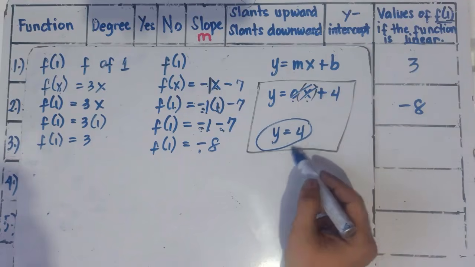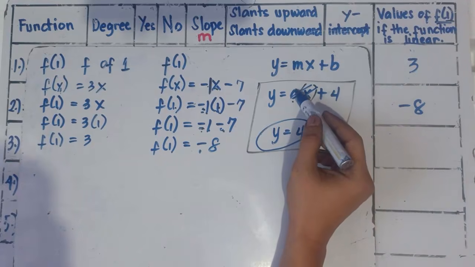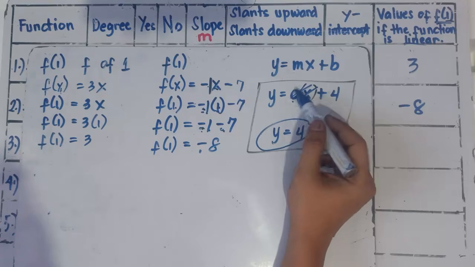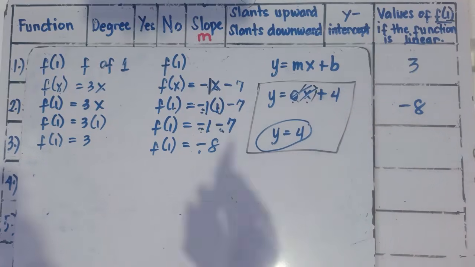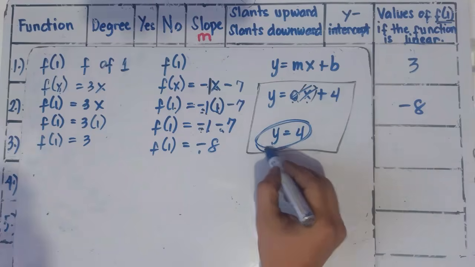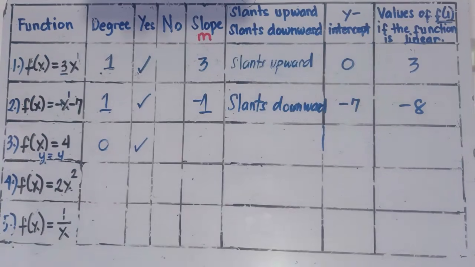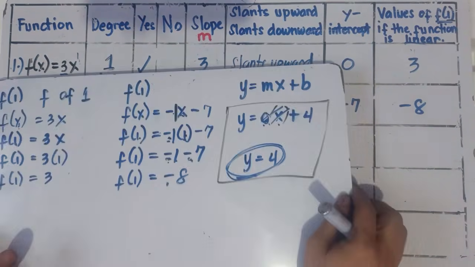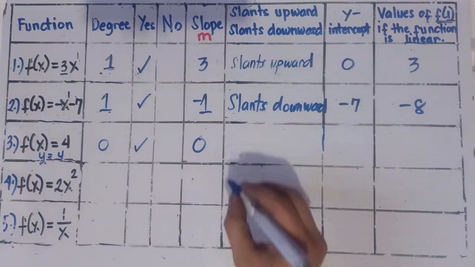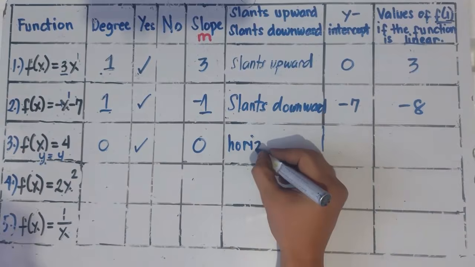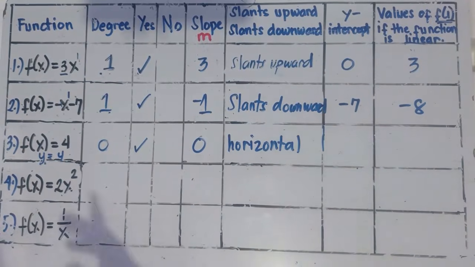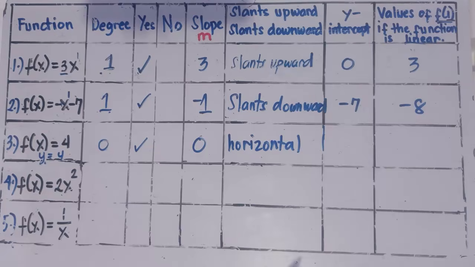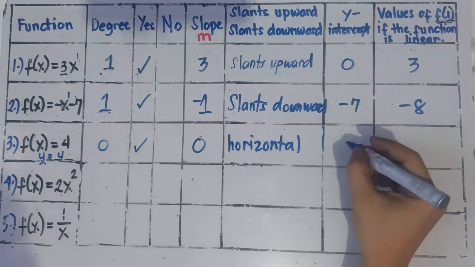So therefore, class, we can call this a linear function because the slope is 0. Once again, the slope is 0. And the graph will be horizontal. Once again, class, if the slope is 0, the graph will be horizontal. We explained that a while ago, that y equals 4 is a linear function and the slope is 0, and the graph would be horizontal. We gave an example a while ago. Alright, and then the y-intercept would be positive 4.